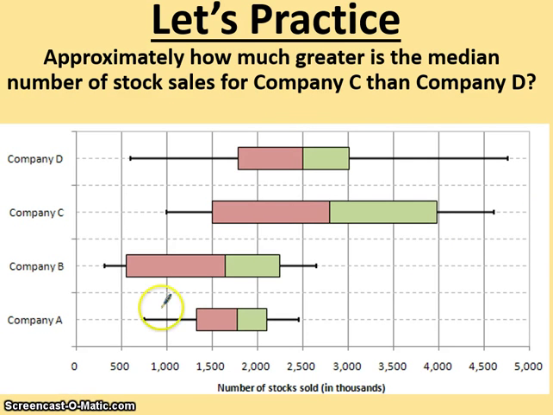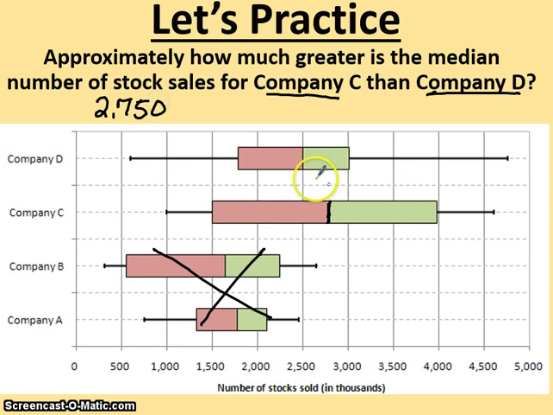Approximately how much greater is the median number of stock sales for company C than company D? So we can cross out A and B. We're not looking at them in this problem. We're comparing C and D. So how much greater? Well, we have C, which is somewhere between 2,500 and 3,000. So let's say 2,750 since it's about in the middle, and company D is about 2,500. So if we want to know how much greater, we subtract those, so it's 250.